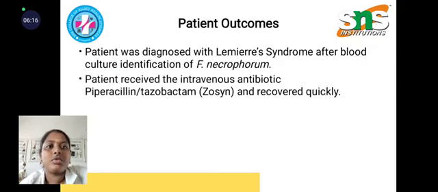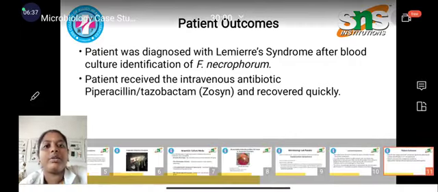The patient was diagnosed with this syndrome after the blood culture identified Fusobacterium necrophorum, and the patient received intravenous antibiotics, that is piperacillin and tazobactam, and he recovered with the use of these antibiotics.